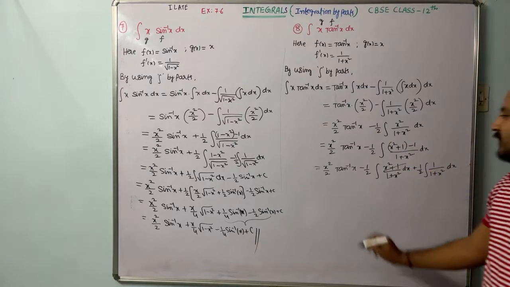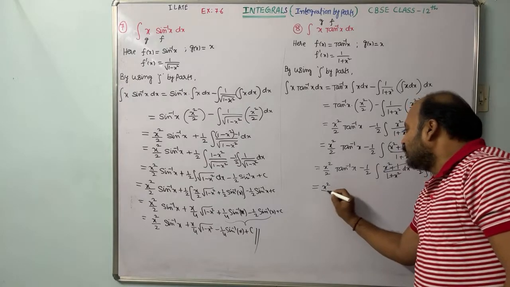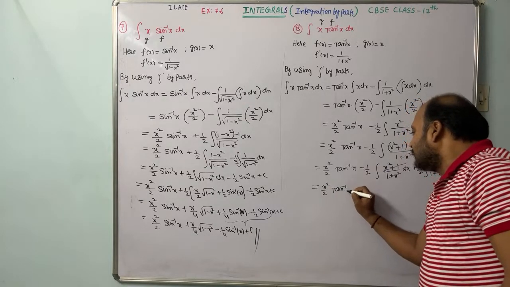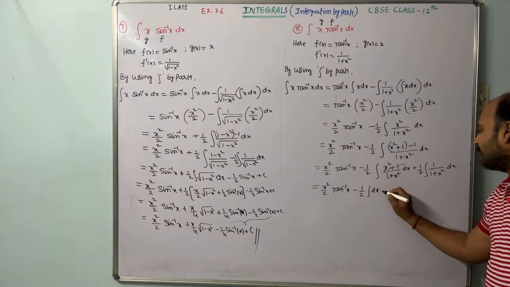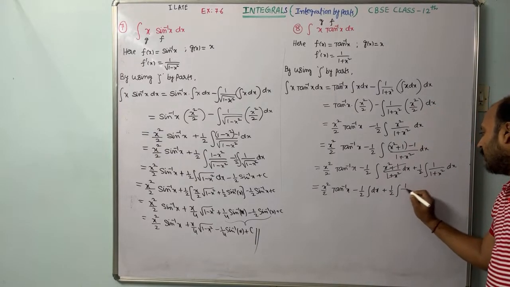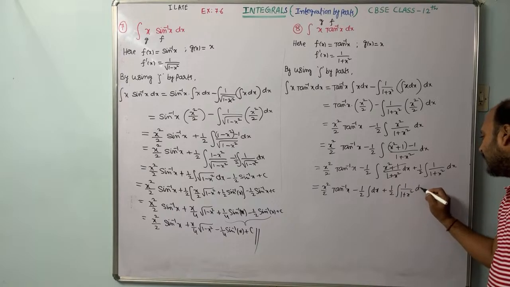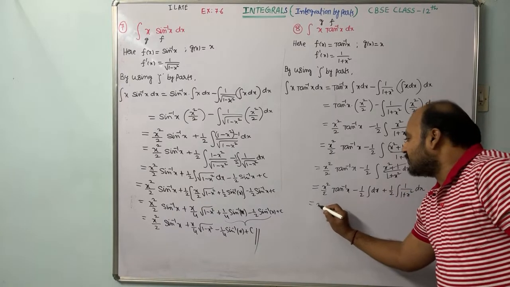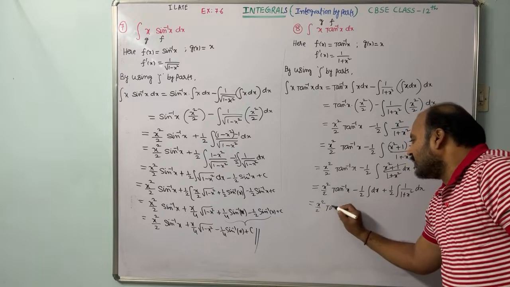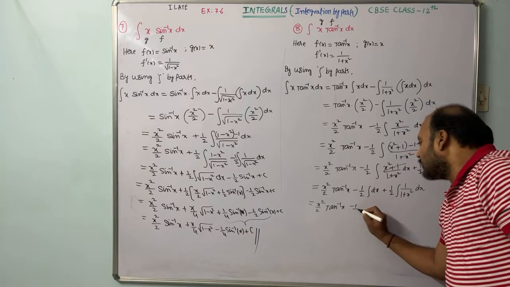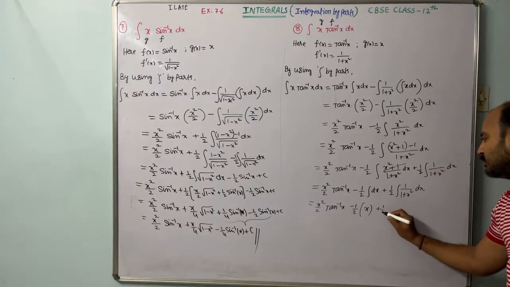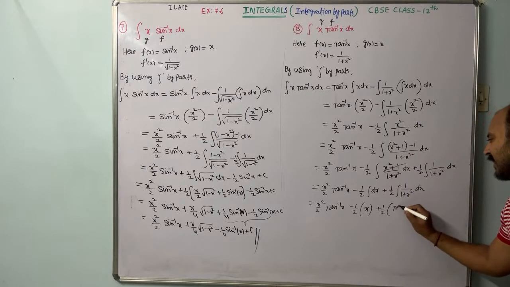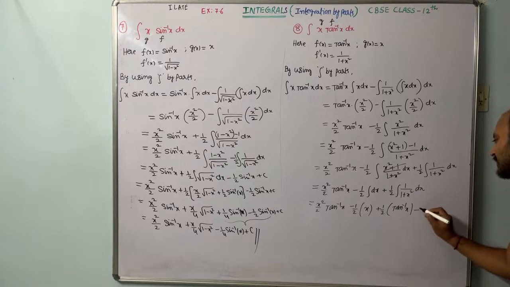These two will be cancelled. x square by 2 into tan inverse x minus 1 by 2 into integral dx plus 1 by 2 into integral 1 by (1 plus x square) into dx. In the last step, this is x square by 2 tan inverse x minus 1 by 2 into integral dx, which is x, plus 1 by 2 into integral 1 by (1 plus x square), which is tan inverse x, plus c. I hope you understand, my students.